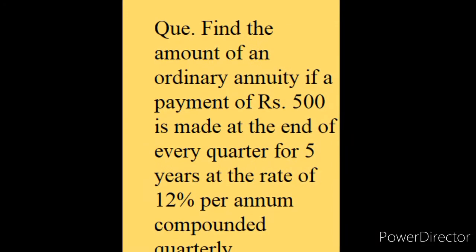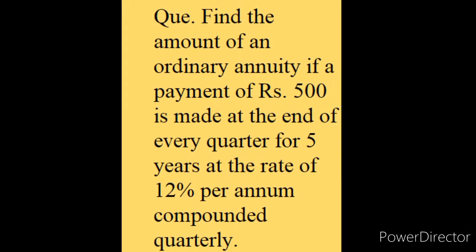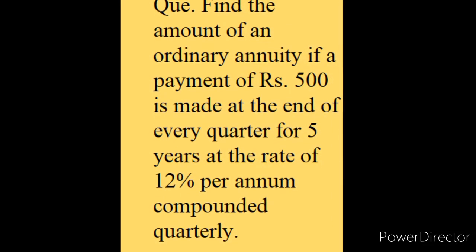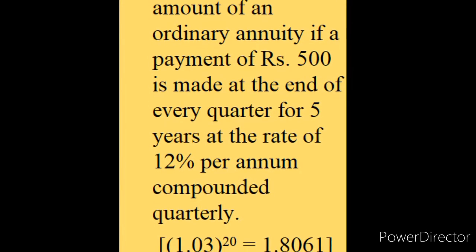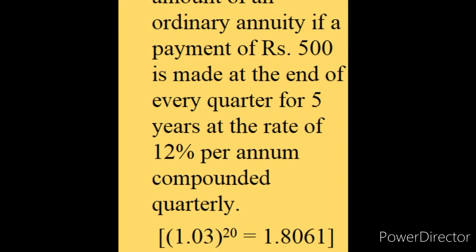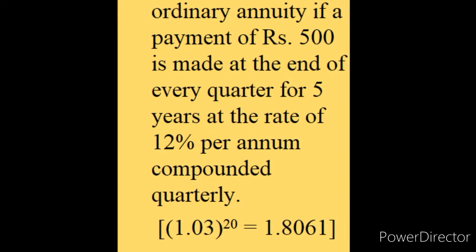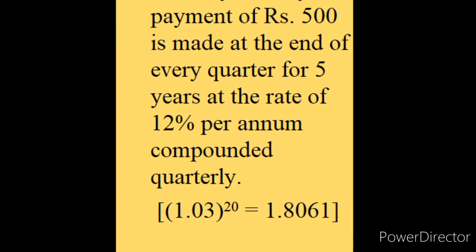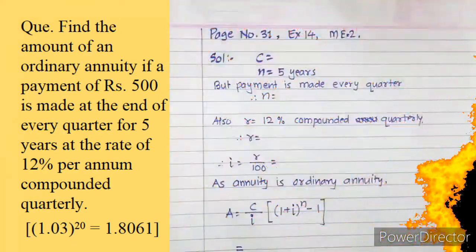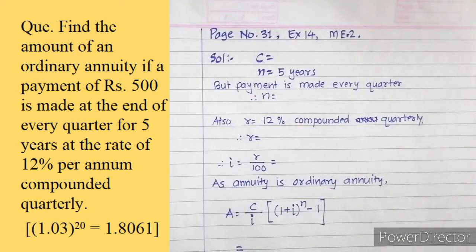Let's see the first example. Find the amount of ordinary annuity if a payment of rupees 500 is made at the end of every quarter for 5 years at the rate of 12% per annum compounded quarterly. It is given that (1.03) raised to 20 is equal to 1.8061. Okay, let us solve this example.